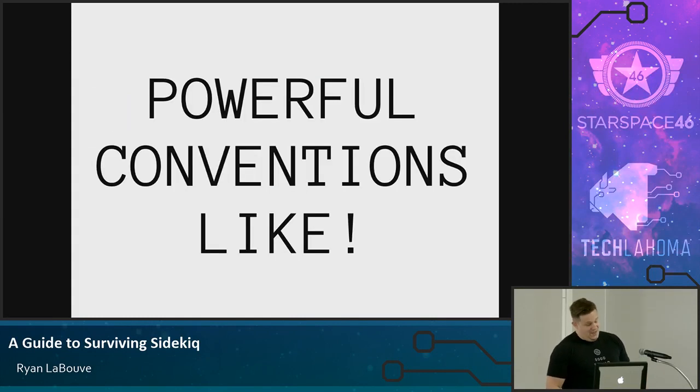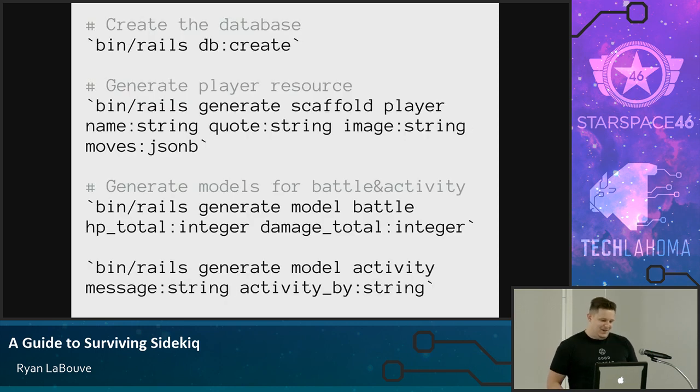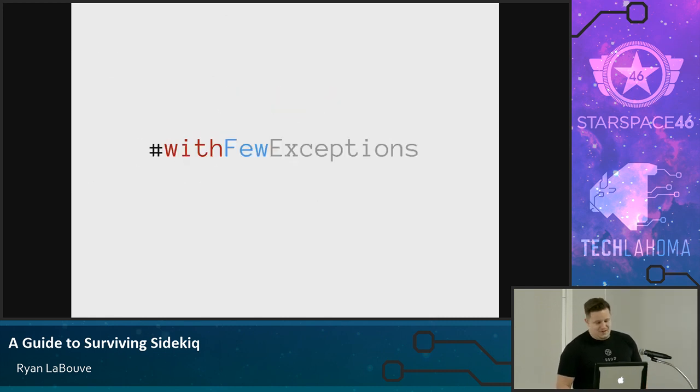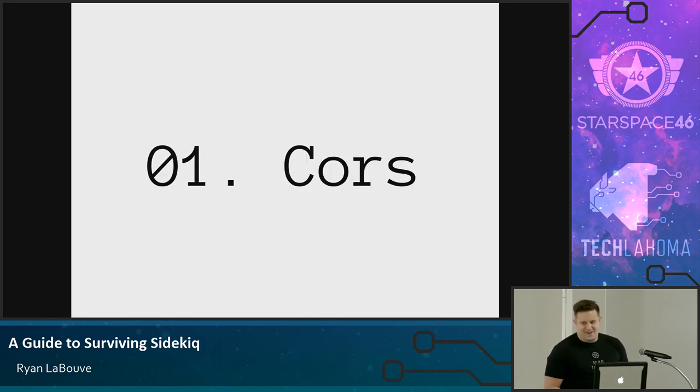But really, they're actually pretty great. So here, I'm making a whole API in four generator commands. Yes, there's scaffolding and whatnot, but basically it works. Working API, no lines of code touched, with few exceptions. CORS: anytime we're communicating between an API and a front end, we have to set up cross-origin resource sharing.